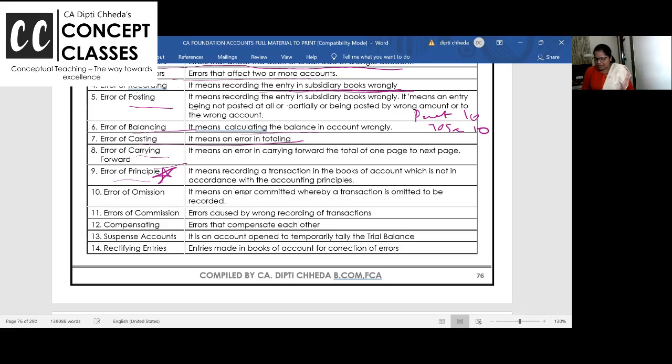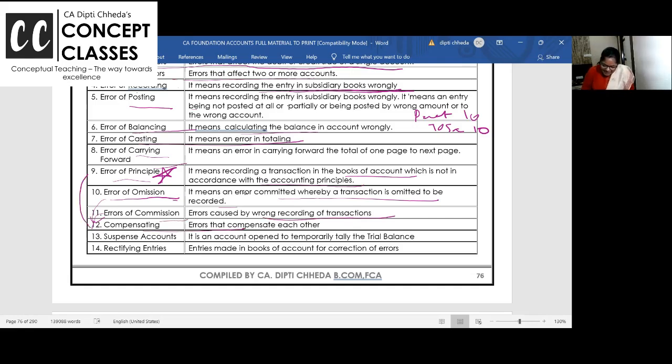So error of principle. It means recording a transaction in the books which is not in accordance with the accounting principle. Error of omission. It means an error committed whereby a transaction is omitted to be recorded. Now, error of commission or omission, this can also be partial or full. I'll come to that. What is partial omission? You have recorded, but the amount or part of it is wrong. Complete omission means you have not recorded that entry at all. Error of commission, some wrong recording.